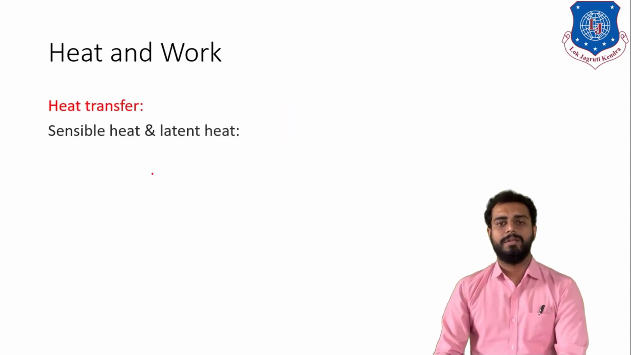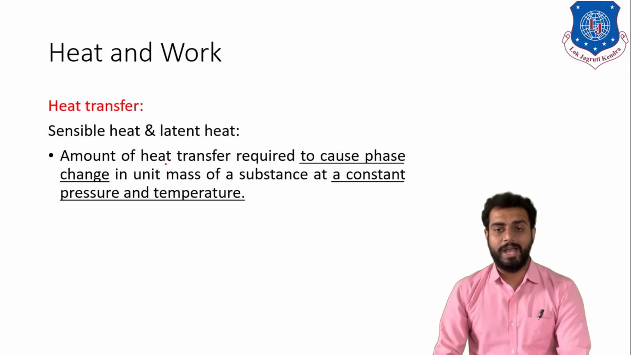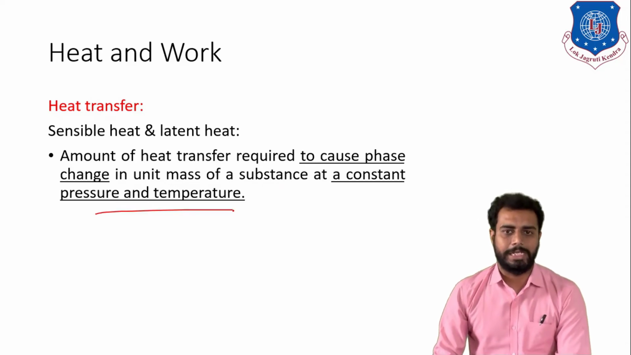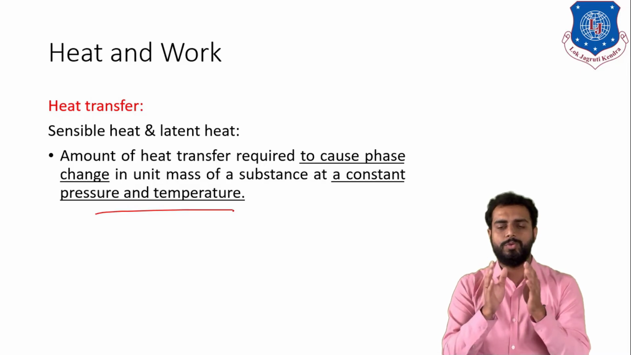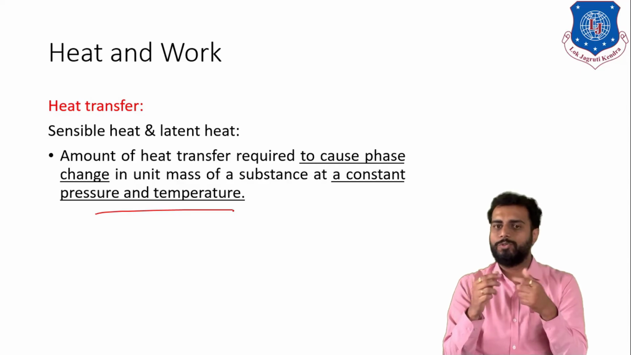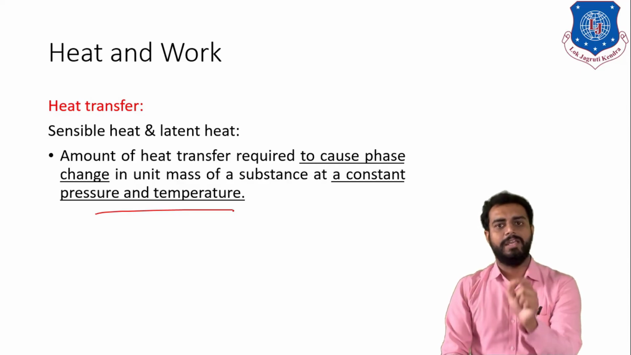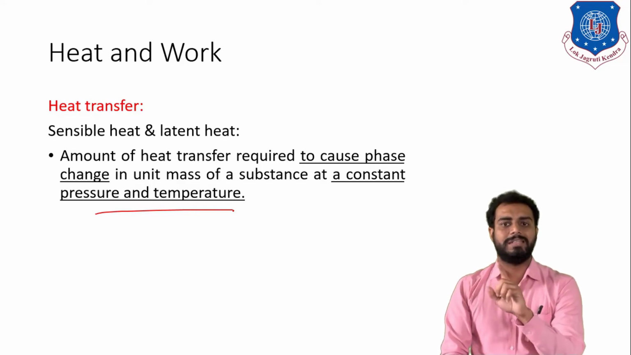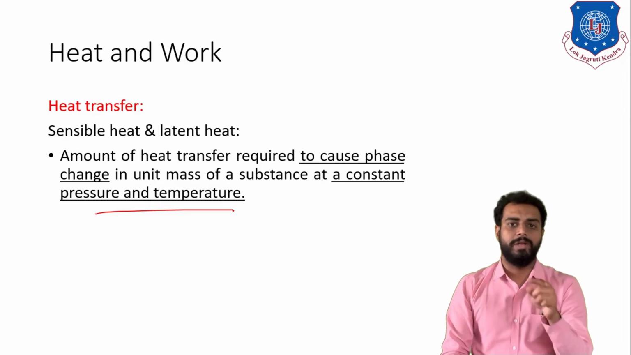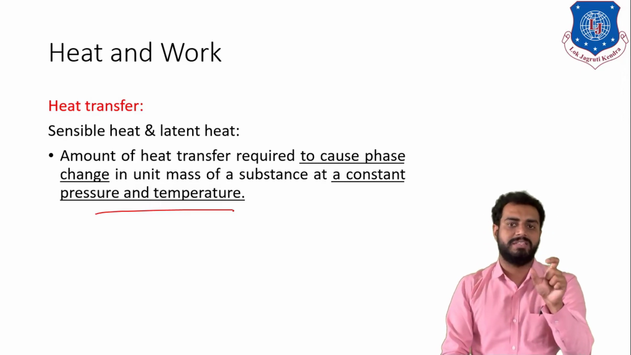Now sensible heat and latent heat. The amount of heat transfer required to cause phase change in unit mass of a substance at a constant pressure and temperature is called latent heat. Very simple. What is latent heat? You want to convert 0 degree Celsius ice into 0 degree Celsius water. So you have to obviously supply heat. So that heat is called latent heat. For latent heat, you have not changed the temperature. You have changed the phase. What phase change has occurred? From solid to liquid. 0 degree Celsius ice to 0 degree Celsius water.